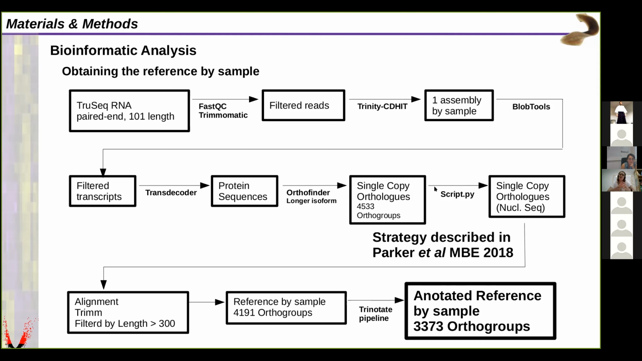From the OrthoFinder analysis, we obtained a set of single copy genes, and we captured the nucleotide sequences corresponding to these protein sequences from the TransDecoder output. The single copy genes were aligned, trimmed, and filtered by length, and the obtained set was annotated with the Trinotate pipeline. At the end of the process, we obtained an annotated reference for the samples of around 3,000 orthogroups.